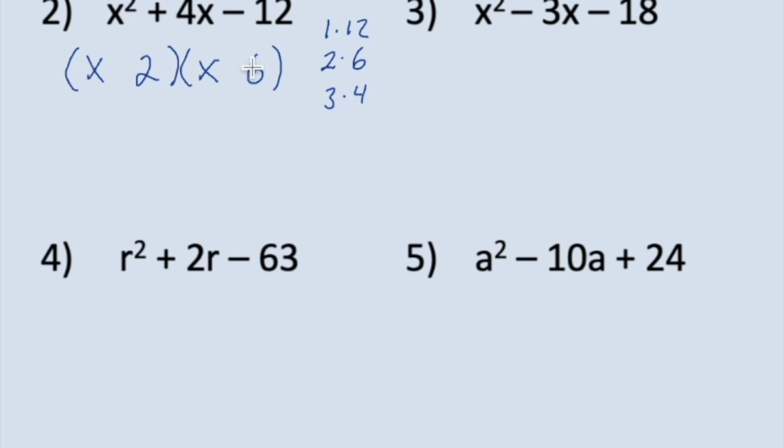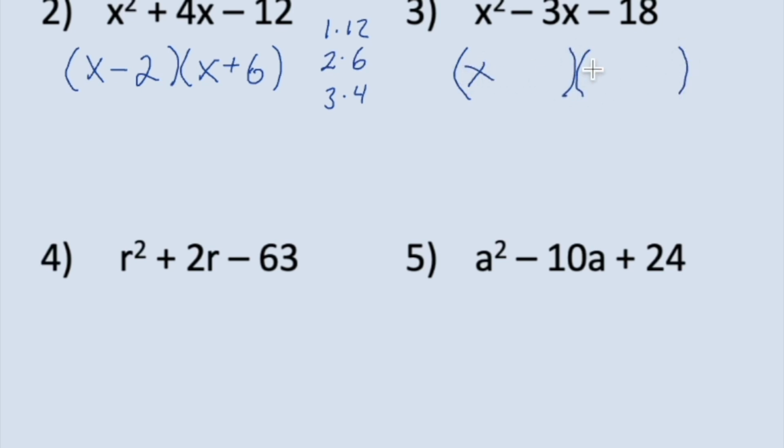And then we know they have to multiply and equal a negative. So one has to be positive, one has to be negative. But they have to add or subtract and equal positive 4. So the only way we can get these to equal positive 4 is if I make the 6 a positive and the 2 a negative. Okay, and then you're finished here. Same thing here.